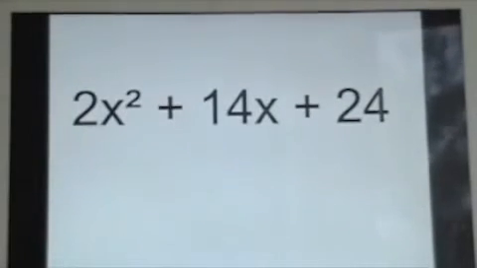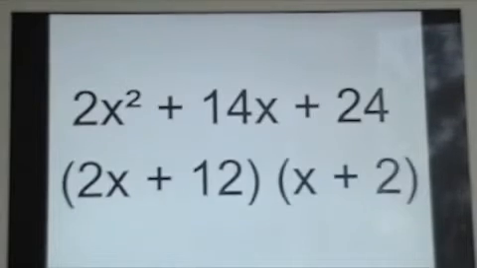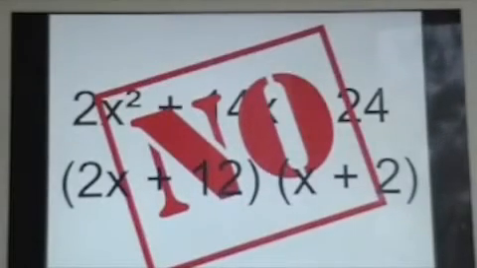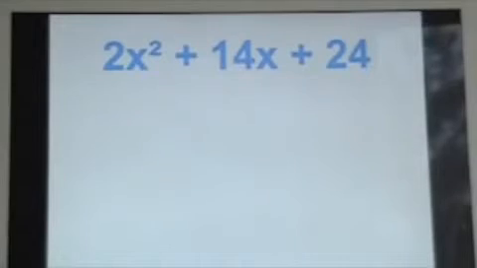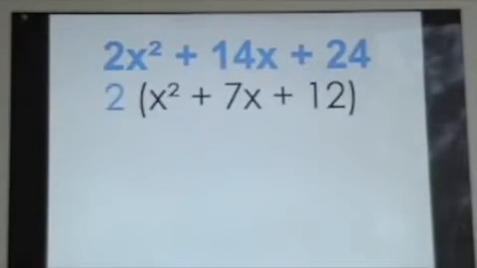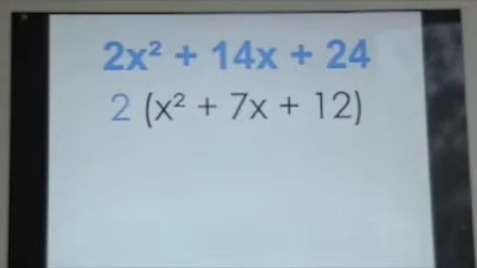Try factoring 2x squared plus 14x plus 24. Who are you gonna call? Buster! Always do GCF before any other method. Let's look at this problem again. First, you have to take out the GCF, which is 2. Then, you can continue on factoring.